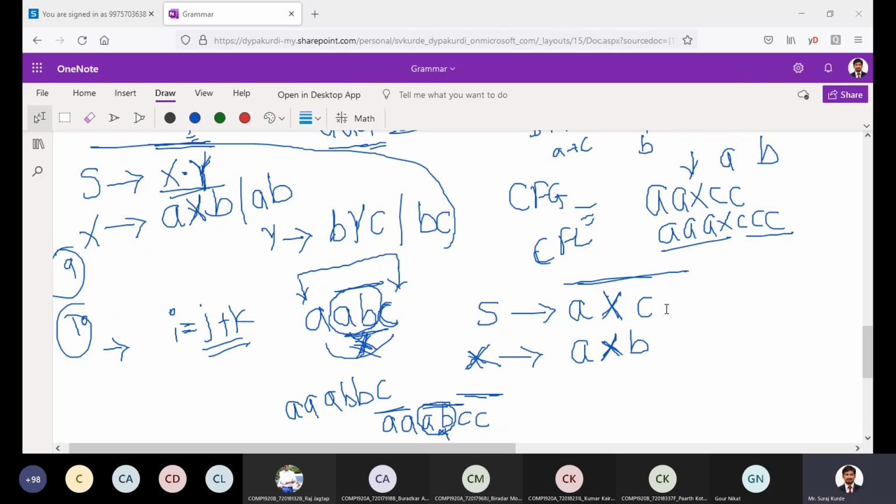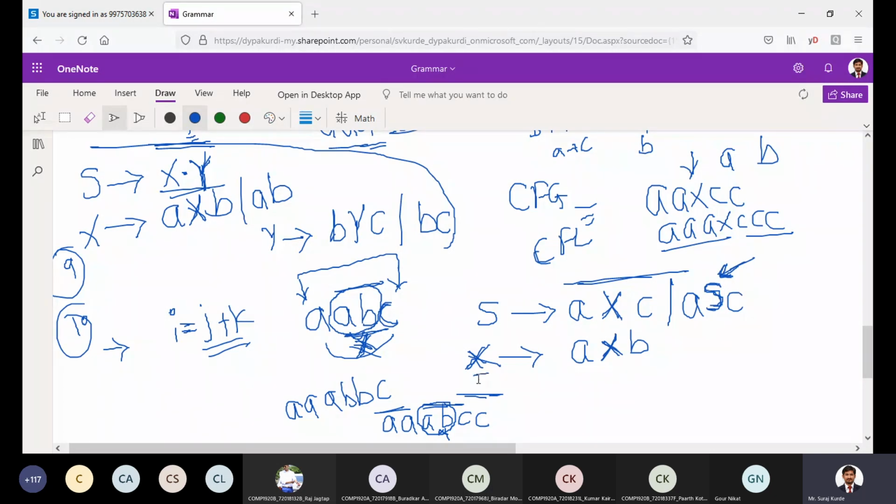To repeat A and C, I have to write here. Should be A, yes. What I can do, I can replace this S with ASC, ASC, ASC. At the end, I will replace it with AXC. So we will come out of the recursion of S.